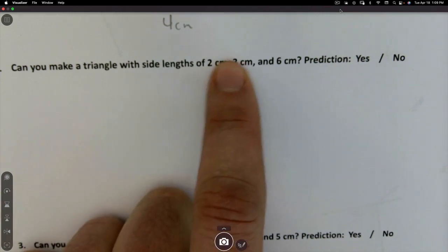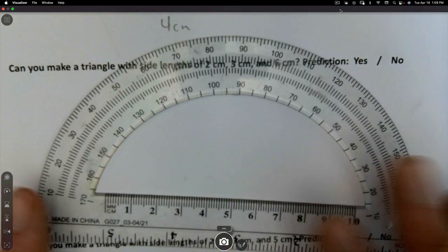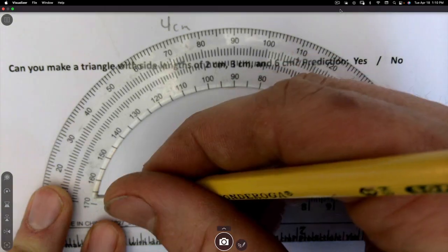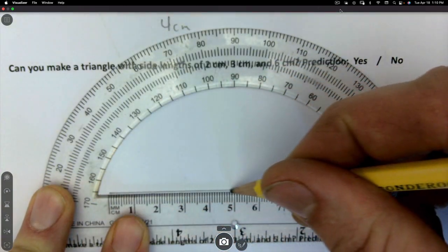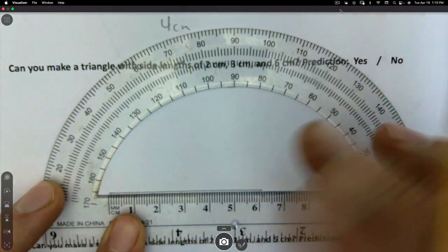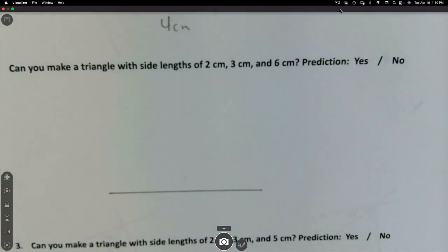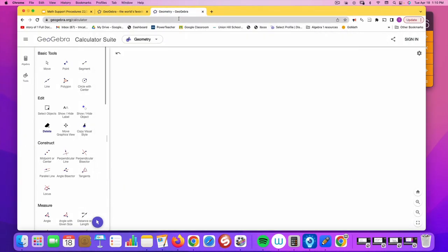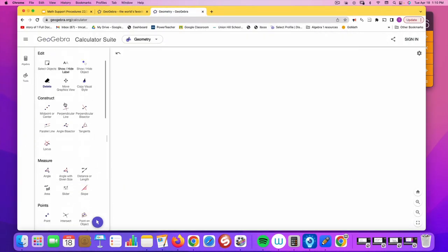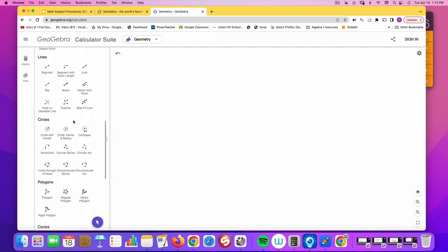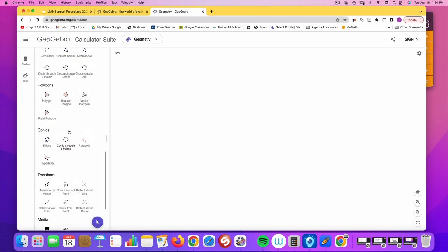What about 2, 3, and 6? I'm going to have you start with 6 centimeters. With your partner, in the next 2 minutes, try to make one with side lengths of 6, 2, and 3. If you find a problem, check in with your partner, see if they have a similar problem. If you create a triangle, check with your partner, see if they have the same one.